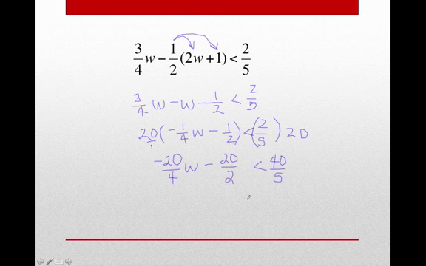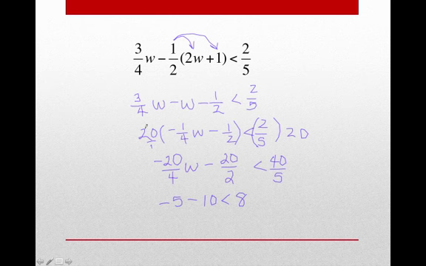Again, if you already know how to cross simplify, you could have done that, but right now I can get rid of these fractions by just dividing. I've got negative 20 divided by 4. That is simply negative 5. I've got a 20 divided by 2, so that's just minus 10. Less than 40 divided by 5 is 8.